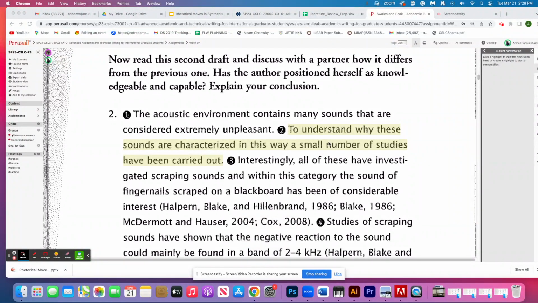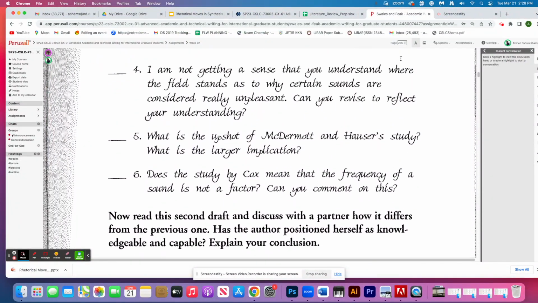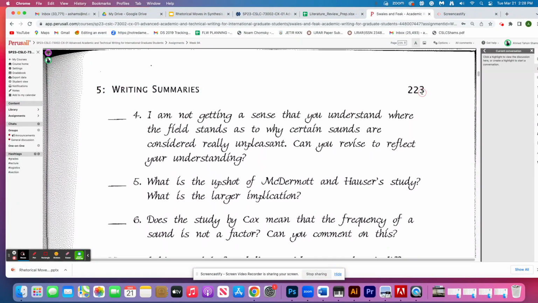Hello everyone. This is the task we have been doing in the last class, and also tomorrow, Wednesday, we will complete this task. The purpose of this task is to understand the background process of any synthesized writing, particularly literature review. That's what we are studying now. So let's see, this is on page 223.